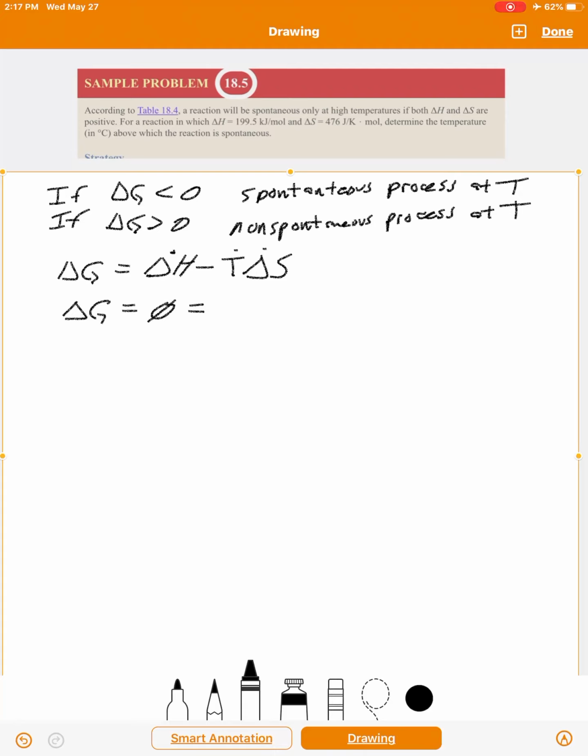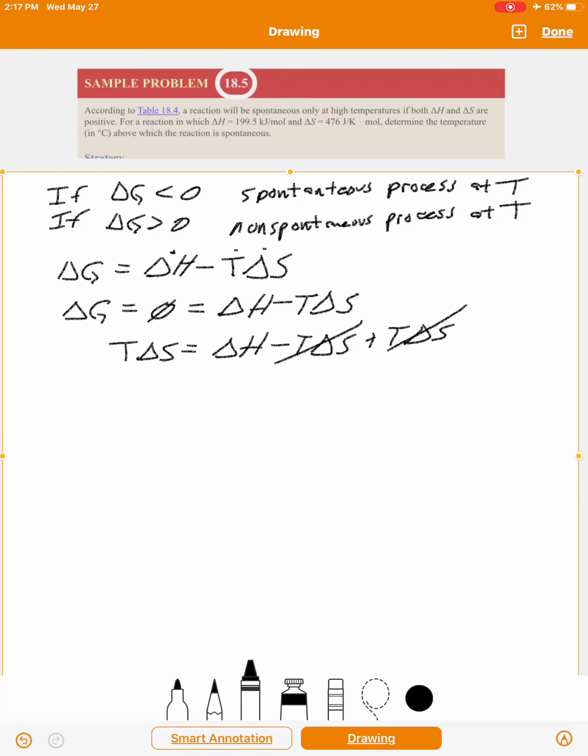We'll set that equal to delta H minus T delta S. And then I'm going to add T delta S to both sides. Well, minus T delta S and plus T delta S is 0. So that means delta H is equal to T delta S. So let's divide both sides by delta S. And now you get T equals delta H over delta S.